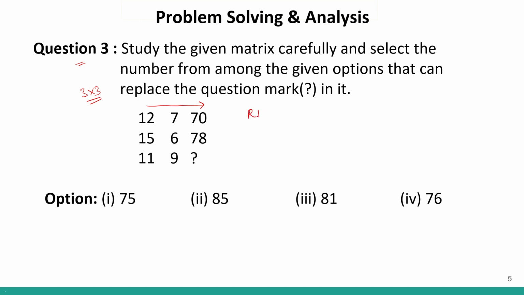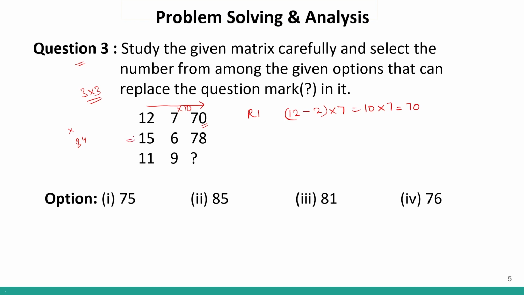Row 1, 12 and 7. To get 70, if I multiply 12 by 7, I'll get, this is 14 and this will be 84. So this is significantly more. 70 is basically 7 into 10, right? So if I say that 12 minus 2 into 7, this will be 10 into 7. So 10 into 7 will be how much? 70.